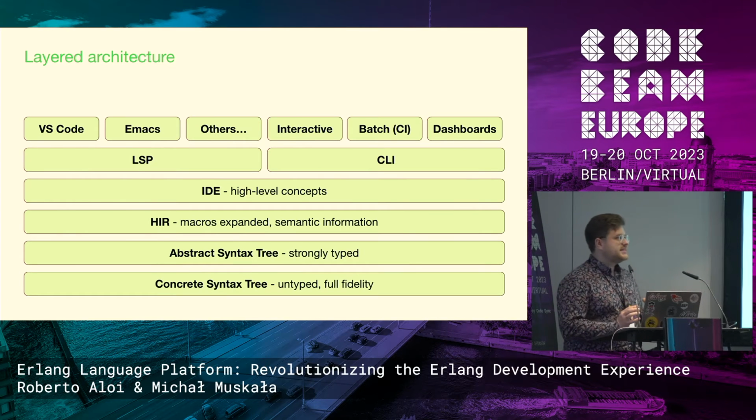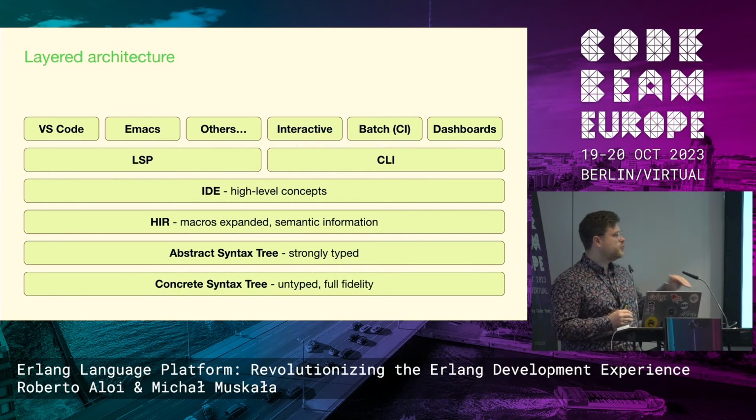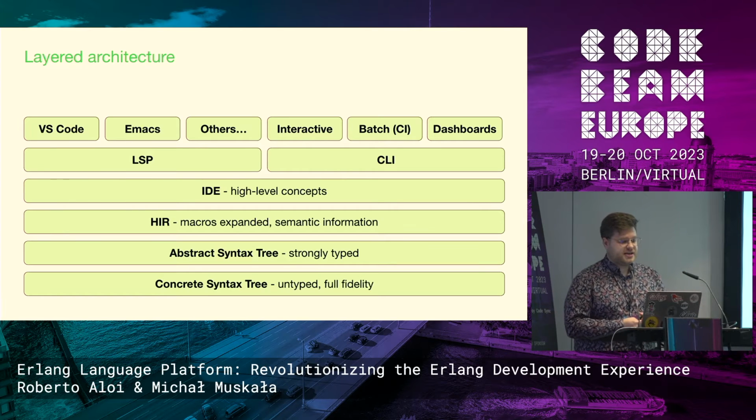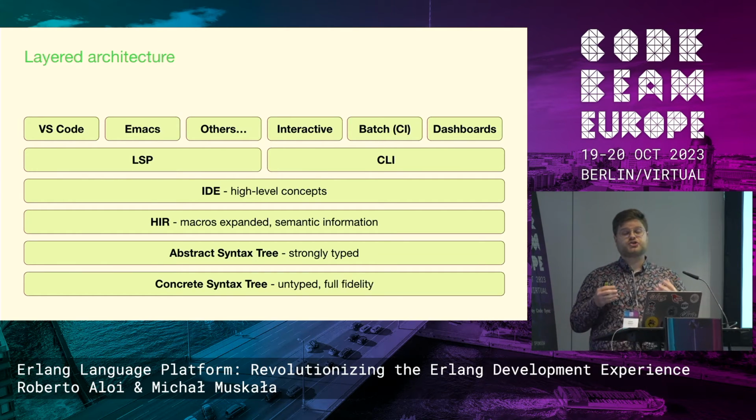So how is ELP structured? It's very much the idea of layers. At the very base, we have the concrete syntax tree, for which we use tree-sitter. It's untyped and full fidelity, so we have everything preserved there. On top of that, we build an abstract syntax tree that is strongly typed. In particular, every node in your tree has a type, so when you're working with it, it's more natural. For example, case will have clauses and things like that.